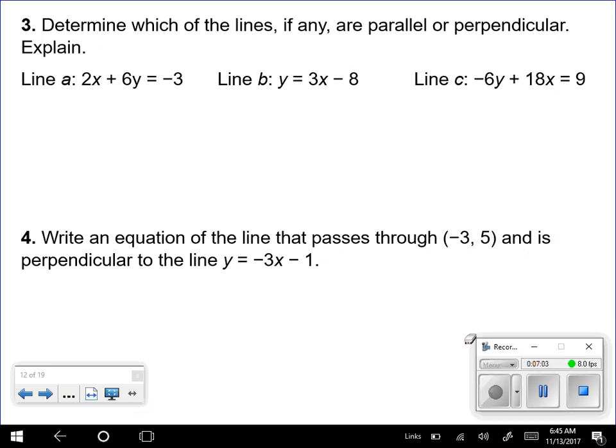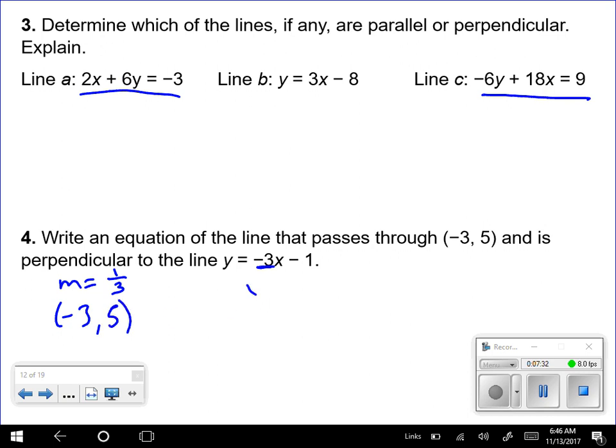Again, for this, we probably didn't get to this in class, but you would just need to change all of these to slope-intercept form to be able to determine if they're parallel or perpendicular. If we were to go ahead and do number 4 here, if it was perpendicular to negative 1/3, our slope would be negative 3, our slope would be positive 1/3. That's the opposite reciprocal.